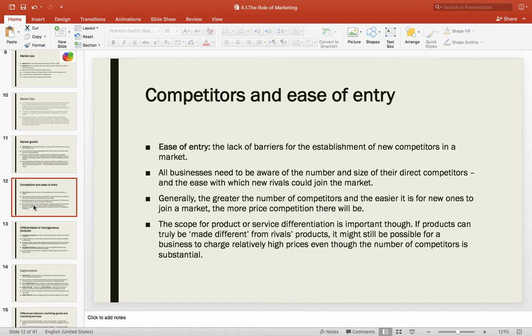Which is why any business or any person who is interested in investing in or penetrating a market needs to do good market research and make sure that the market is actually penetrable, that it's easy to enter that market.